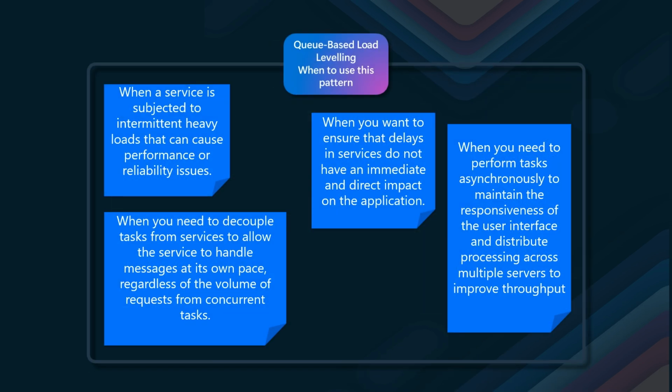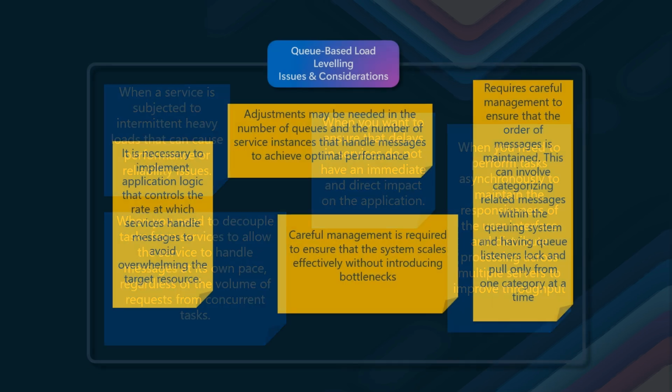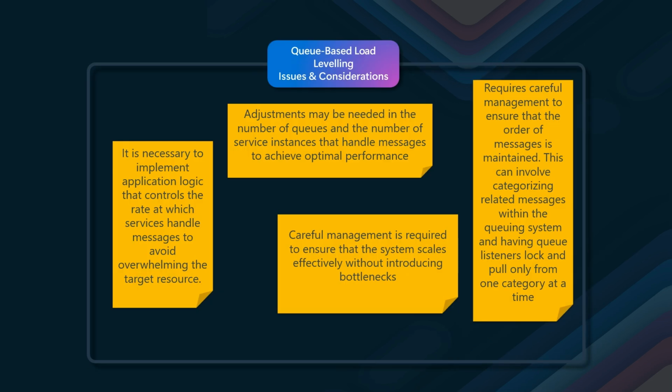This allows the producer to send messages regardless of the consumer's availability, and the consumer can process the request at its own pace. Asynchronous processing. This pattern supports asynchronous processing of messages, which can help maintain the responsiveness of the user interface and distribute processing across multiple servers to improve throughput.